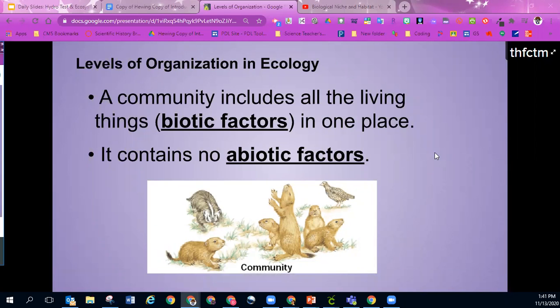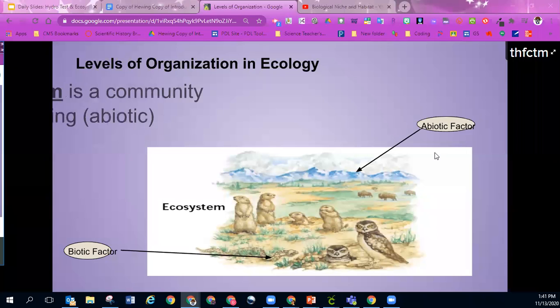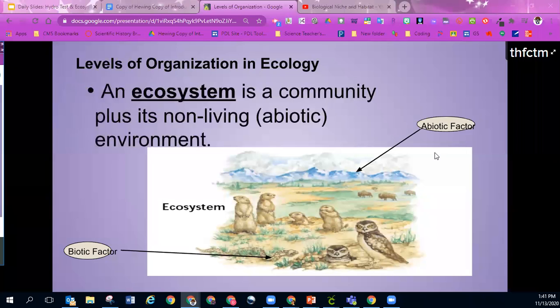All right. Lastly, we have our ecosystem. This does include the abiotic factors. So the amount of rain that actually falls in an area can definitely have an impact on that. If you're talking about a desert versus a rainforest, the rain that comes in those areas definitely makes an impact on the ecosystem itself.